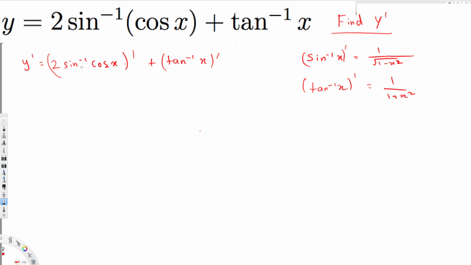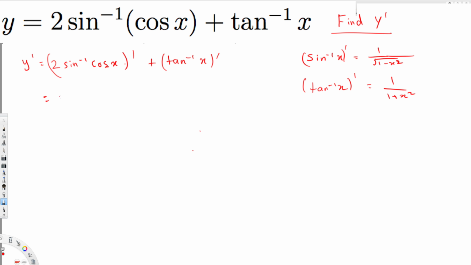So first of all, we have 2 sine inverse cos x, and if you look carefully, we don't have sine inverse x times cos x, because if we had that, it would be a product rule. But in this case, they have given sine inverse of cos x. It means it's a chain rule. So we have to find the derivative of the outside first, then the inside, right? So that's what we have to do. The other side is straightforward. We just have to find the derivative of tan inverse. So let's see what we can do.